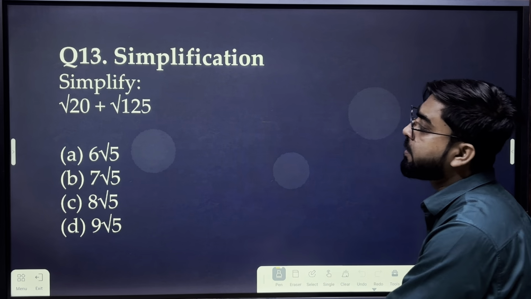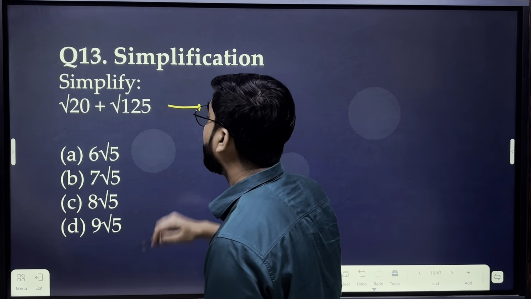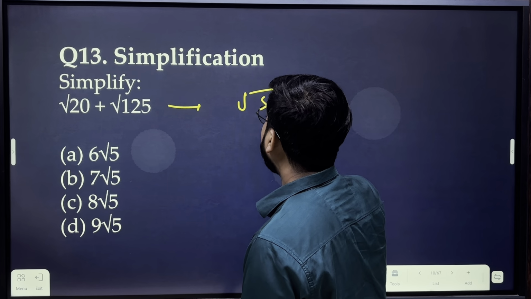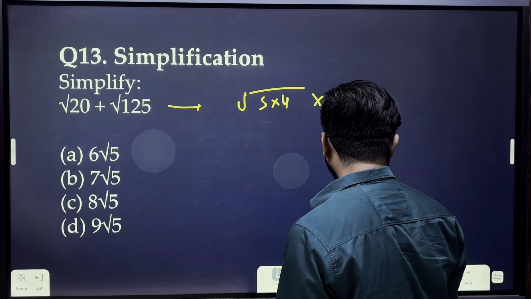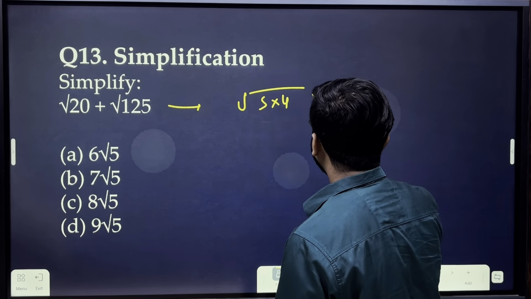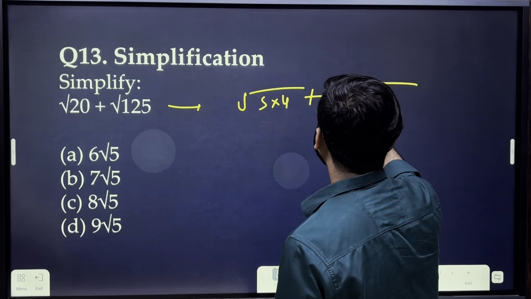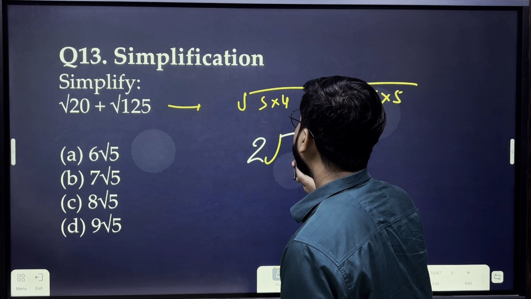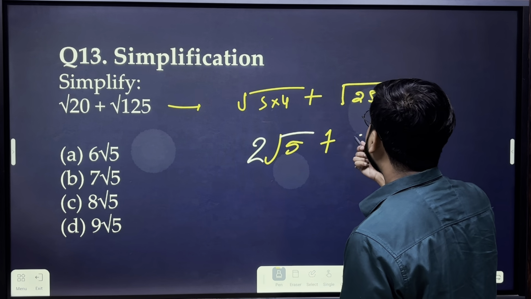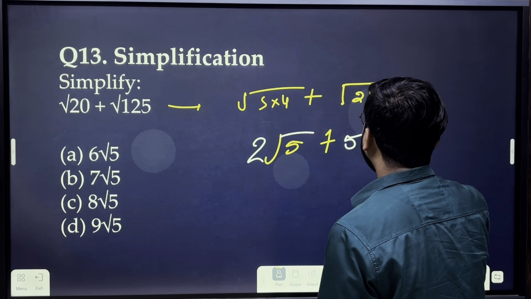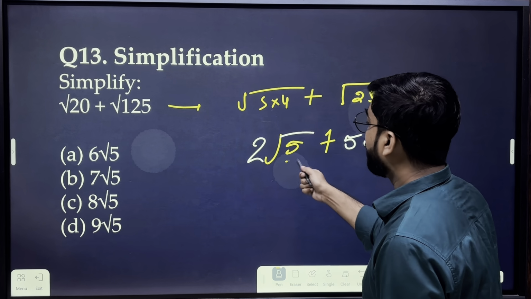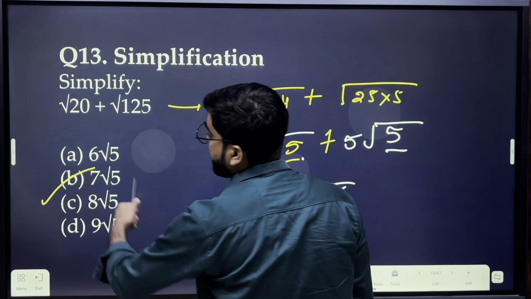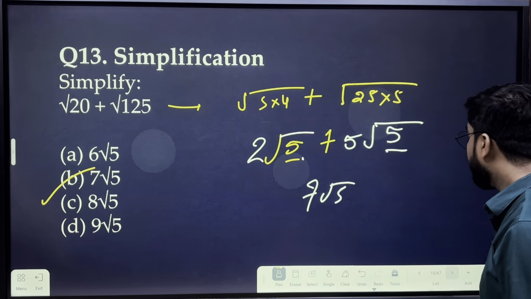Next, simplify this: root 20 plus root 125. Now, how are you going to do this? Why is this simple? Because of the square root. 20 means 5 into 4, plus 125 is 25 into 5. Now, you know that 4 is the square of 2, that comes out, and 25 is the square of 5. Now you add this because root 5 is common, so 5 plus 2, 7 root 5. Option number B is the answer. Simple. That's why I call it simple.